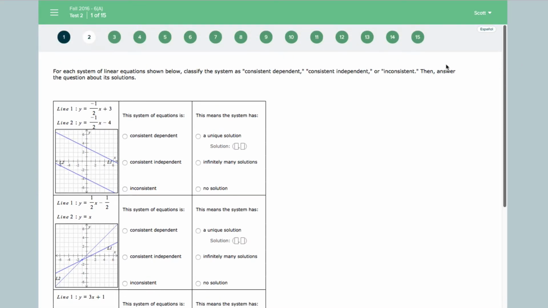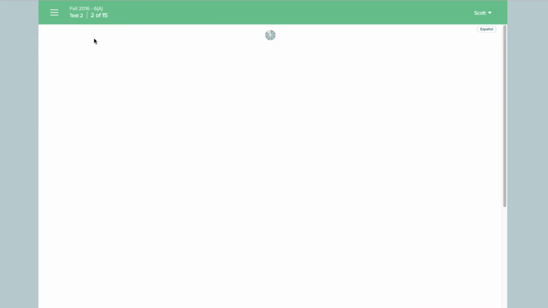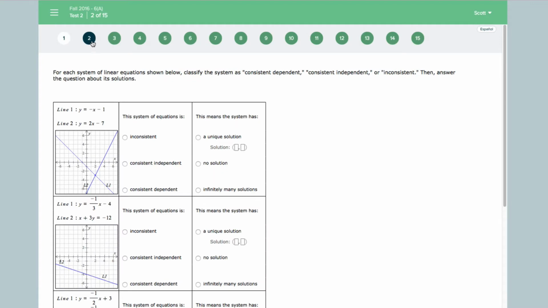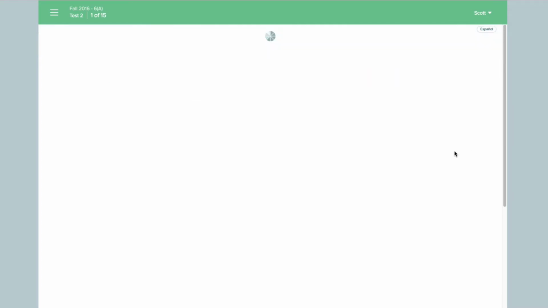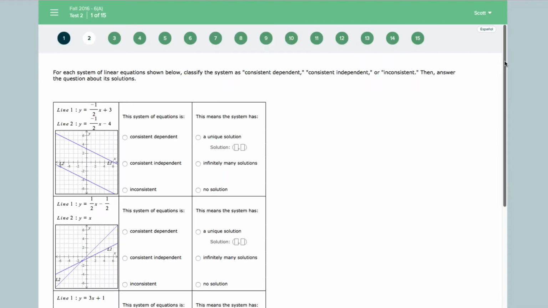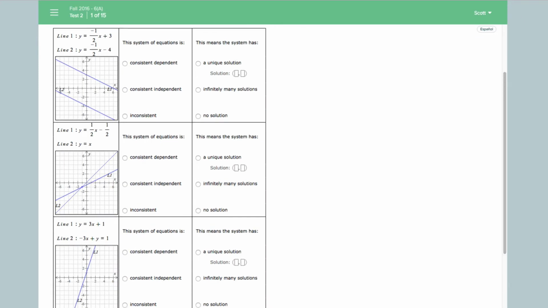Questions 1 and 2 look exactly the same. So if I switch to either one, you see that they're exactly the same. They've got 3 graphs. Now in these, you want to ignore the equations. The equations are there to show you what's been graphed, but it's easier to tell these answers based on the graphs themselves.